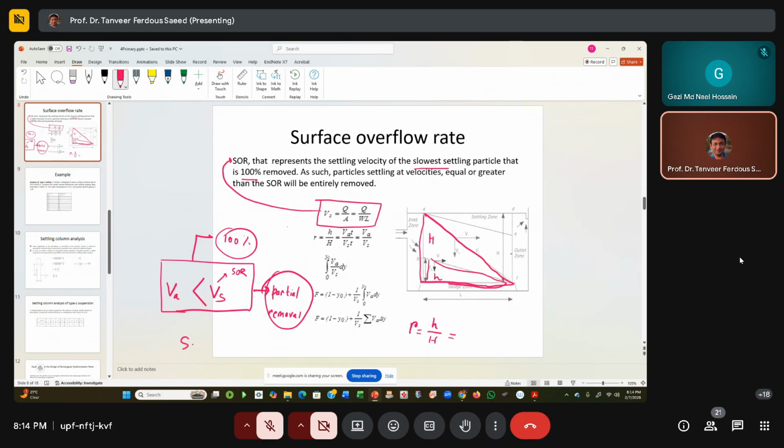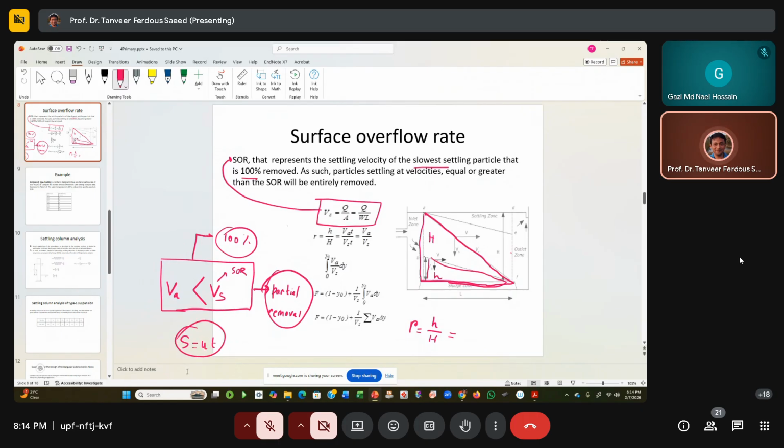We know s equals ut, or s equals vt. So h is equal to this velocity Va times the time t, and also this one Vs times the same time. The same time is required, although its settling velocity is lower, because it travels a greater distance but only a smaller vertical distance. That's why the time required to reach this point is the same.